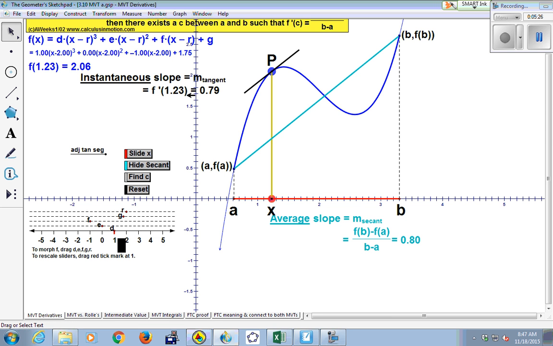So the mean value theorem guarantees there's at least one c. Sometimes there's more than one, but if the function's smooth and continuous, there's always at least one. I can keep going and find another one over here. You won't always be able to find two, but that tangent line is pretty close to parallel to that secant line, and its slope is 0.81. So my other c value is 2.78. I found two values of c between a and b where the secant line is parallel to the tangent line.